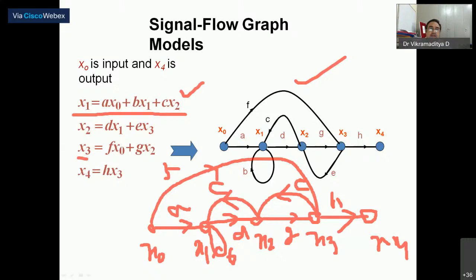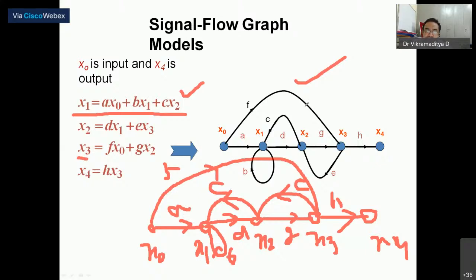Okay, so please pay attention. Once more, I am repeating: self loop is a feedback. Self loop is a feedback.